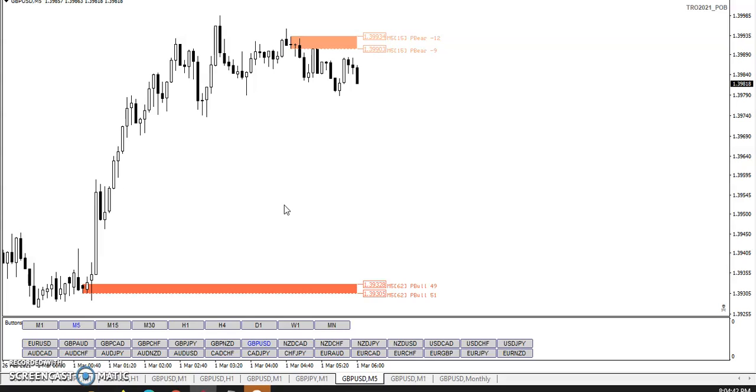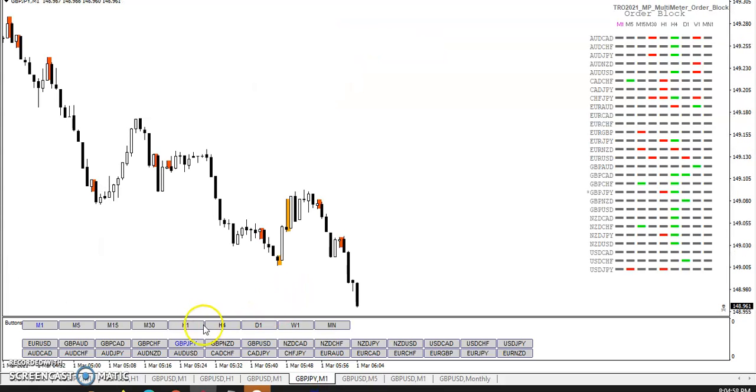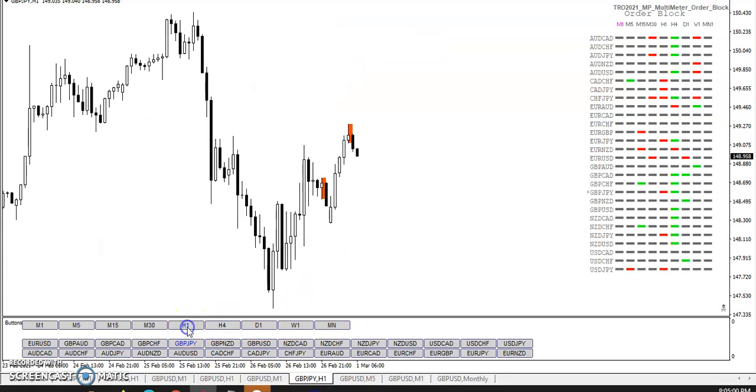So like I said, I've done a lot of work on these order blocks for you guys, and I hope you find one or more of these indicators useful if you're an order block trader. I think there really might be something to it, just based on what I've been observing over the past couple of weeks as I've been studying this.